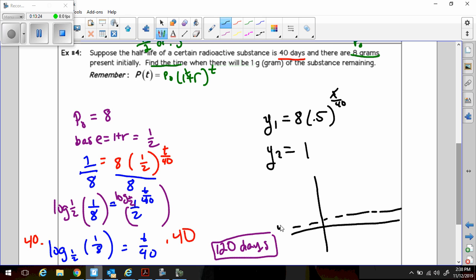Y equals 1. Now, this part, 8 times 0.5 to the x over 40, looks something like this, and it goes through 0, 8, and it actually does cross this point right here. It goes very, very close to the x-axis, never crossing it. Alrighty, this point right here is what we're looking for, this intersection. That's my solution. Where do these touch? Well, this touches right here at 120, 1. So this is after 120 days.